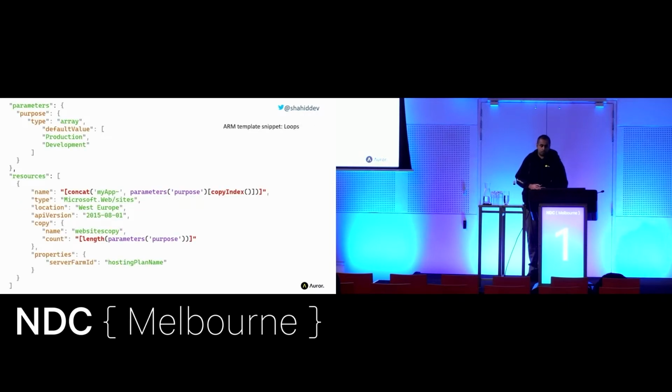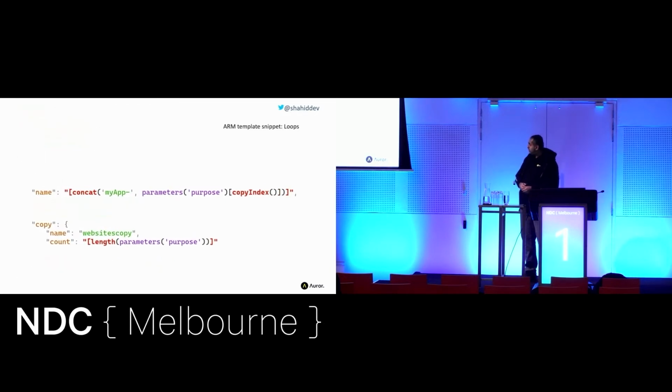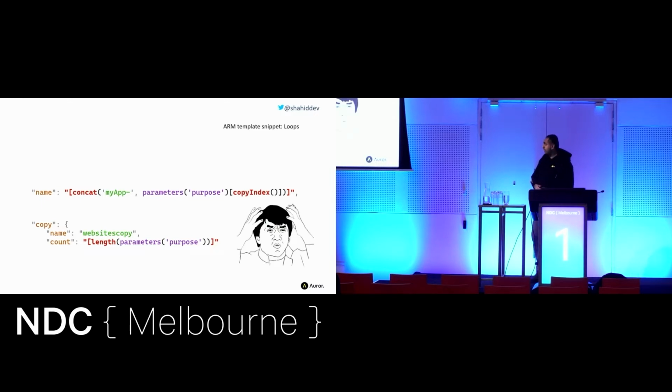And then loops, my absolute nemesis. It's a bit of a contrived example here, but we're trying to create multiple web apps with a different name. And we have to do this concat myapp with the parameters and then this copy index function. And then we've got a copy block at the bottom there, and we're using the length of that purpose array. Seriously, what the hell? Honestly.